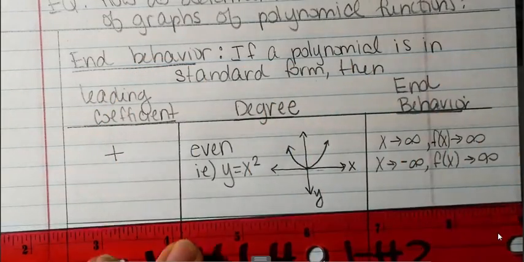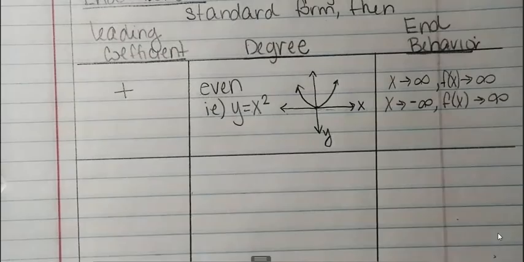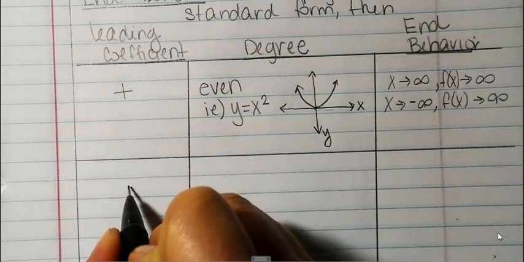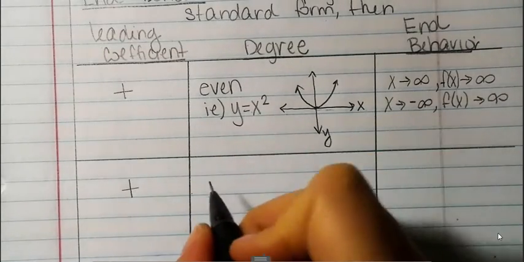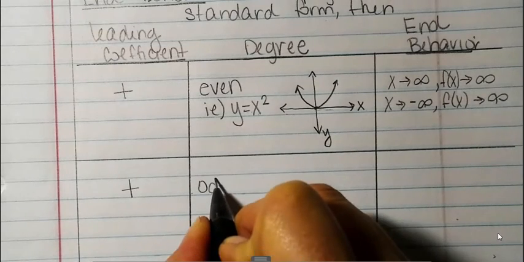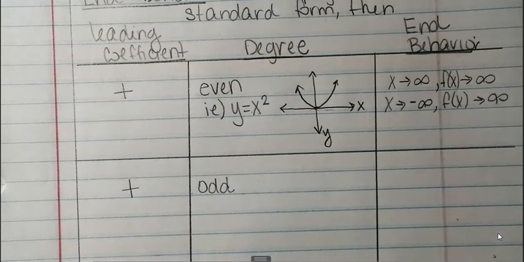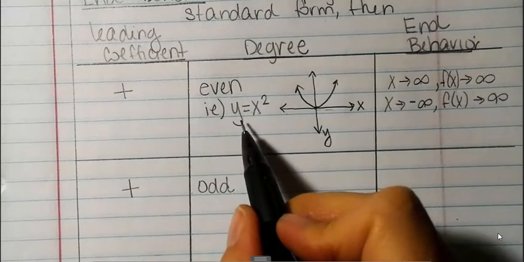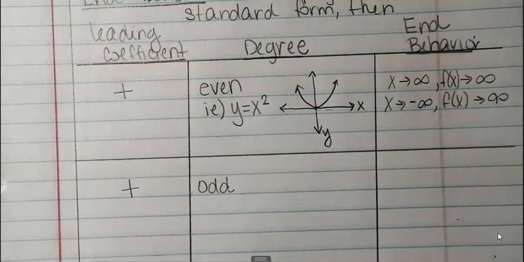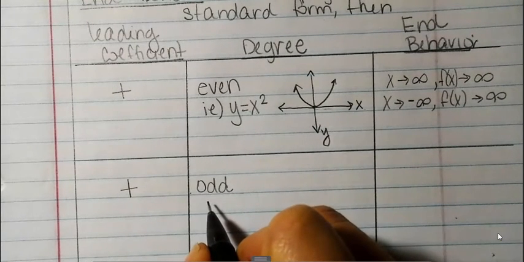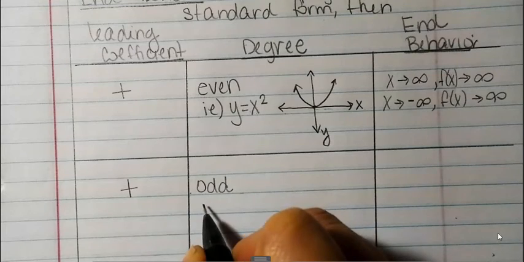Okay, so what happens when your leading coefficient, a, is positive, but your degree is odd now? Okay, and we've worked with y equals x to the first power. I'm going to introduce you to y equals x cubed. So let's see.